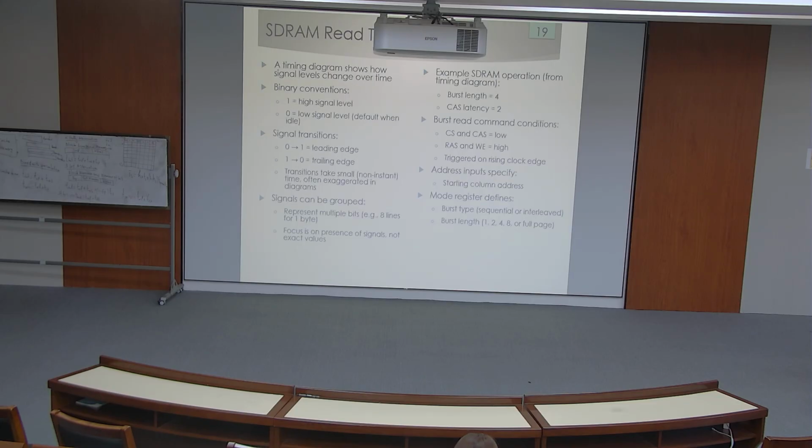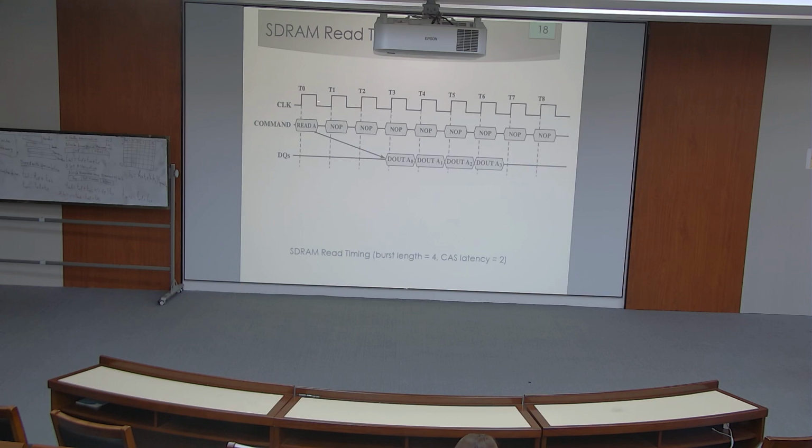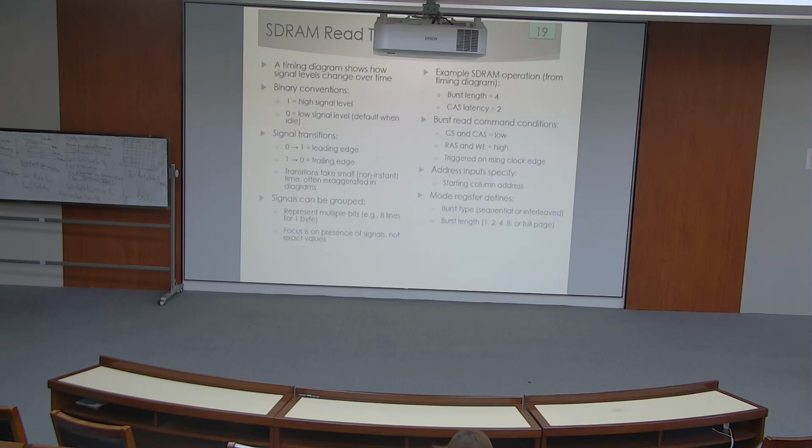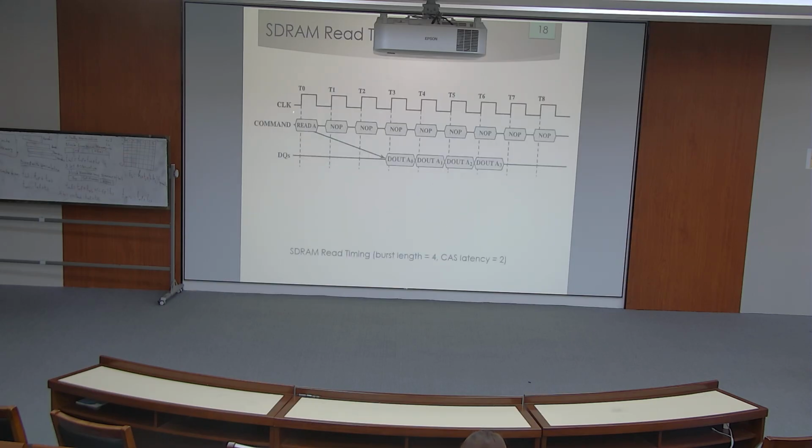Now, a timing diagram, as shown here, is to depict signal levels that change over time. The most important thing to note here is that we are talking about levels: high levels, 1, and low levels, 0. Then we need to talk about the signal transition. 0 up to 1, that is the leading edge, and 1 to 0, we have the trailing edge. These transitions take very, very small time, and often they are exaggerated in diagrams.